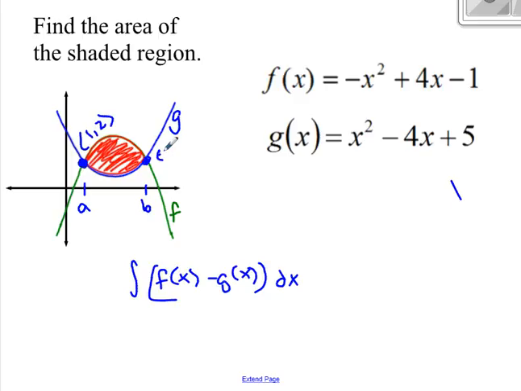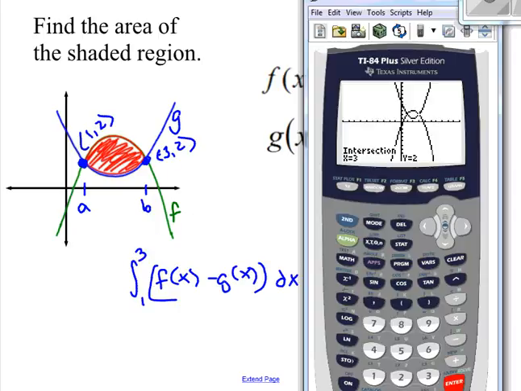3, 2. Okay, so now when I'm doing the limits, I want you to notice that a and b are x values. So I'm going to actually go from 1 to 3. And now to get my final answer, I can go back into my calculator. So here it is.